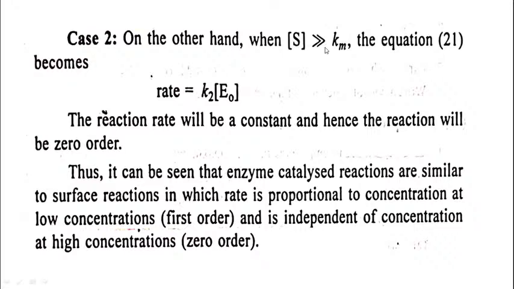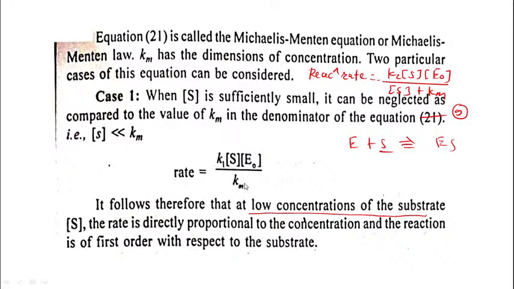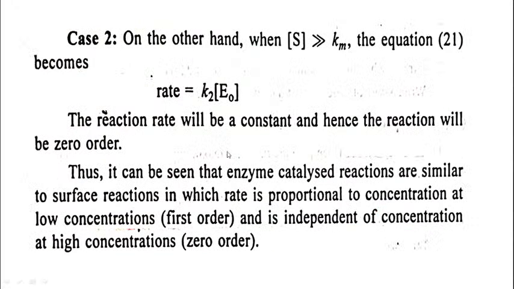When the concentration of the substrate is very large as compared to Km, so Km is neglected from this equation. So we can write the equation now. The substrate gets cancelled there. Rate becomes equal to K2 into E0.